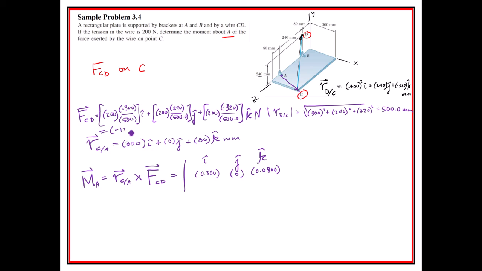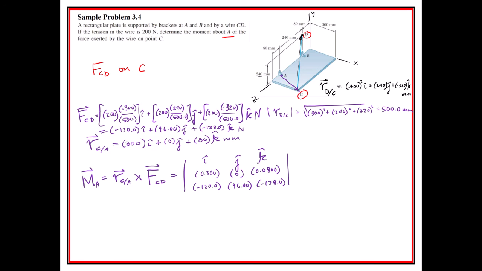Negative 120 i, plus 96 j, plus negative 128 k. And that's newtons. So here is negative 120, here it's 96, and here is negative 128. And we want to take the determinant of that.